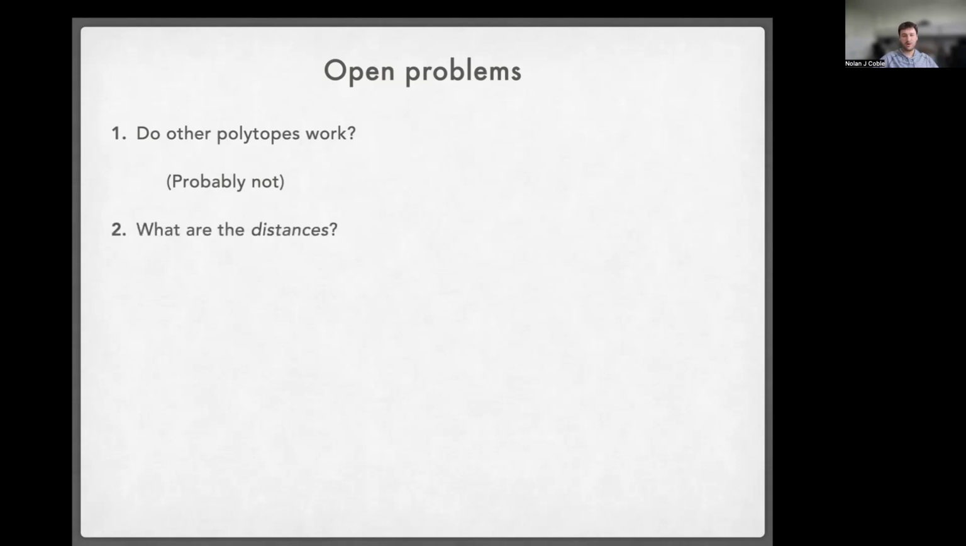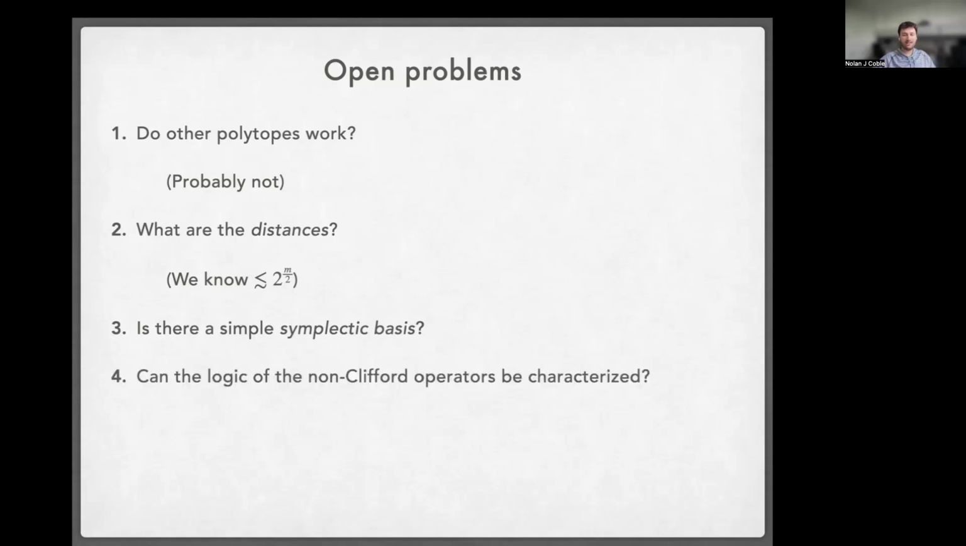What are the distances of the codes? We have a conjecture for the classical distances, but we do know for certain that the quantum distances are at most 2 to the m over 2. We don't know exactly what they are, though. To study logic on quantum codes, one needs something called a symplectic basis. While we know a basis for the logical space, we don't know if a symplectic basis exists. And lastly, can the logic of non-Clifford operators be characterized? These Z^k face operators I mentioned, can you give a characterization? In our quantum Reed-Muller paper, we do exactly this for quantum Reed-Muller codes.